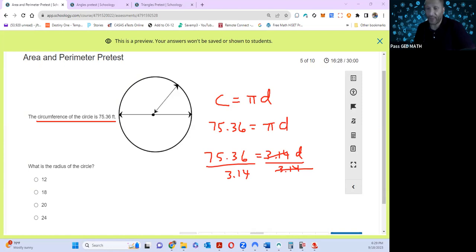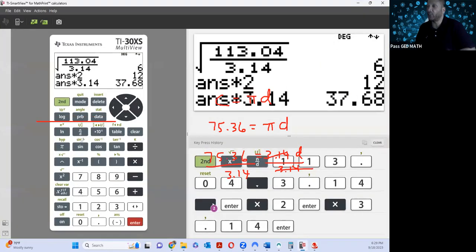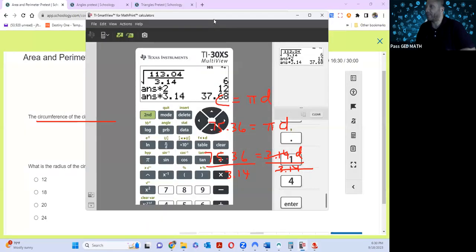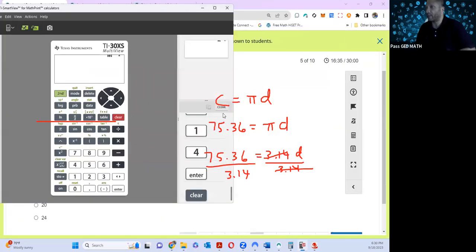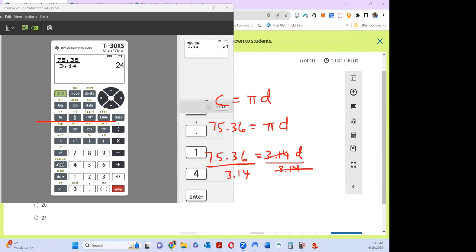75.36 divided by 3.14. We've got to use our calculator and go step by step. You cannot forget a step. So we're going to go to our calculator. Let's clear everything out. We're going to hit 2ND. We're going to do 75.36 divided by 3.14. We get 24. But we're not done.